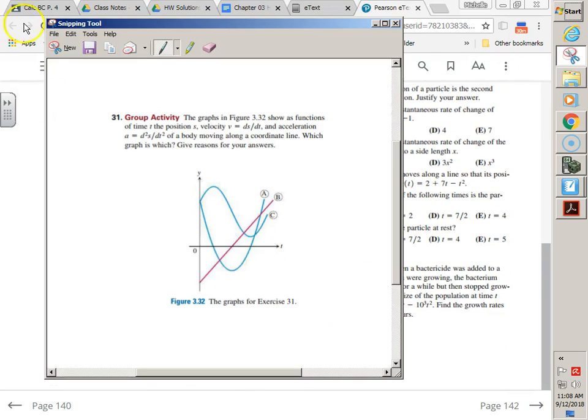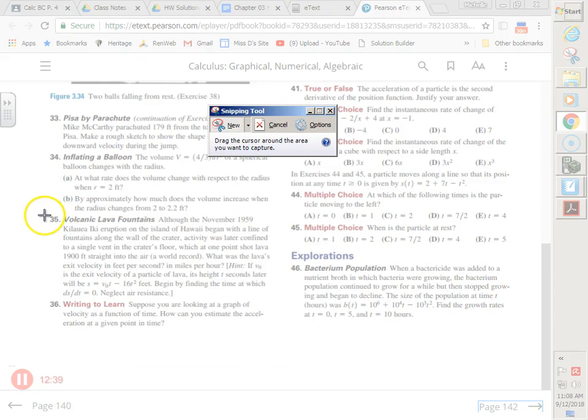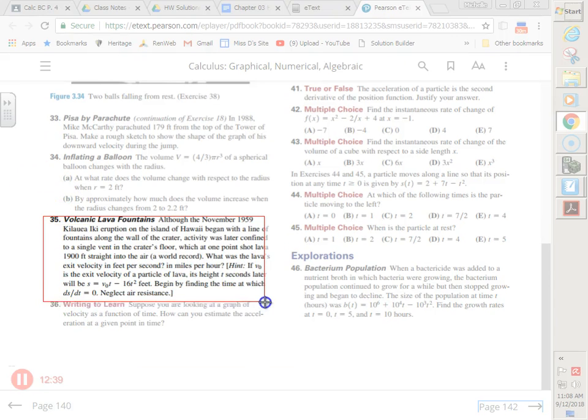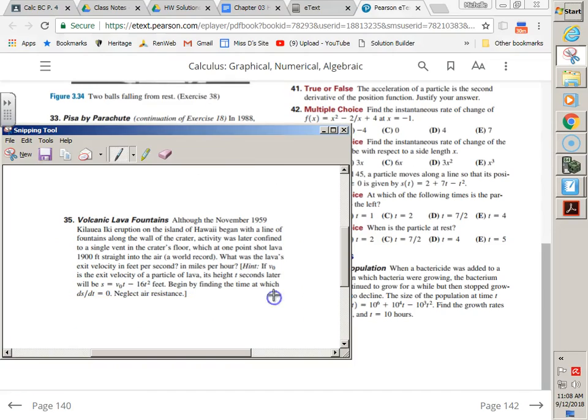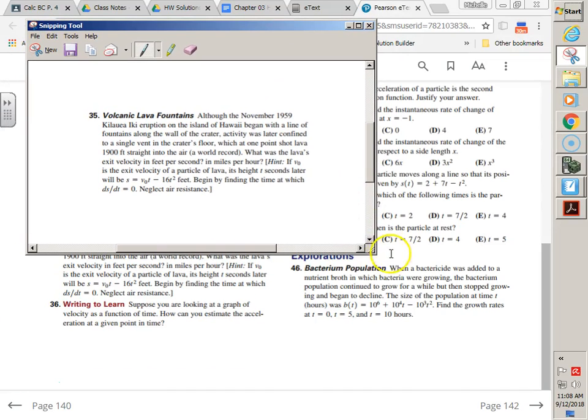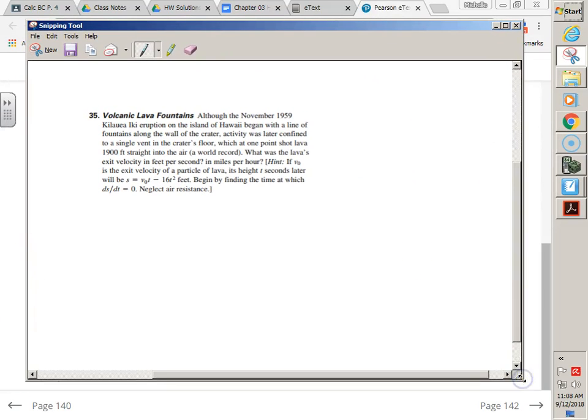Volcanic lava fountains. Does anybody else feel like these examples are way more exciting than last year? A world record. I actually thought this one was kind of cool.